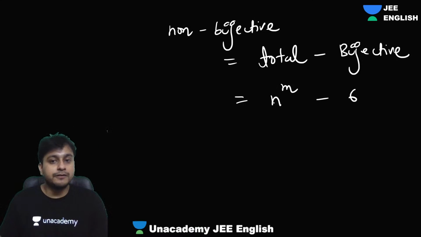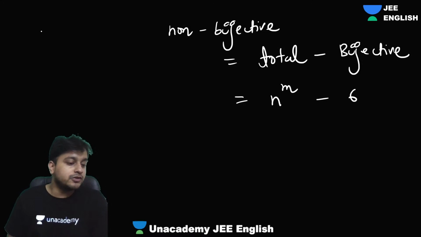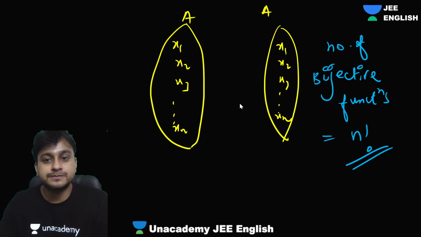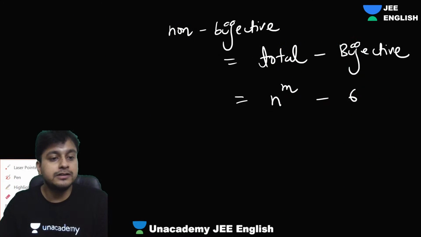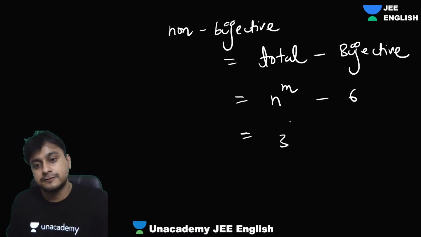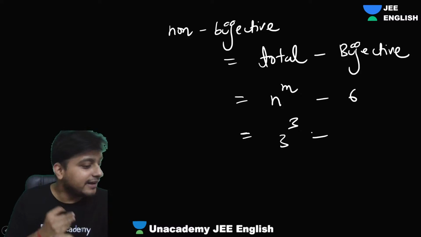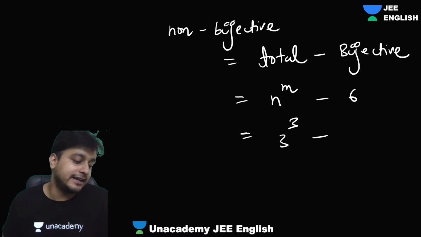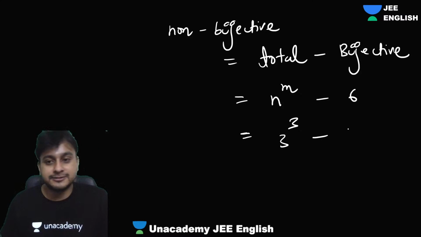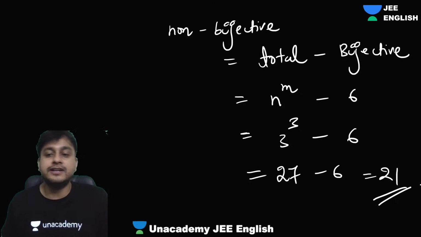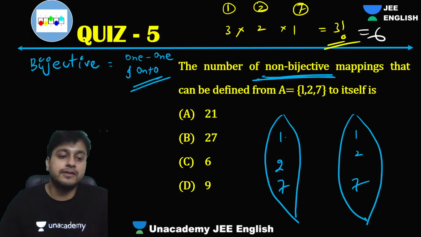Total number of functions, guys. I told you, 3 power 3. Just now I discussed it. Total is 3 to the power 3, minus 6. Everything I have proved today. I did not tell you to mug up any formula. I taught you every formula, guys. In the books, they will give you the formulas, but guys, please understand the logic. 27 minus 6, 21 is the answer. The number of non-bijective functions will be 21.